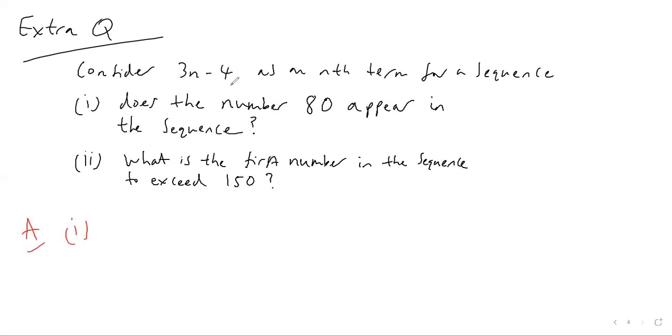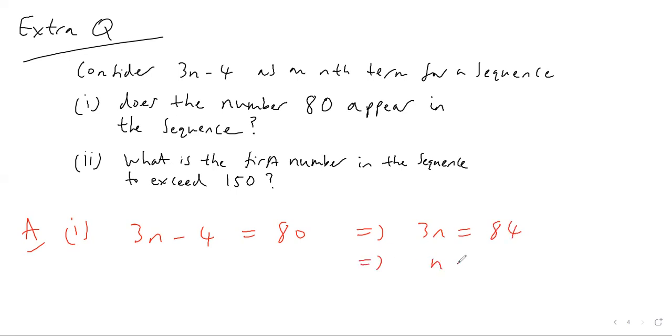So what we're going to do is we're just going to make the nth term of the sequence equal to 80, because if 80 were in the sequence, then there's going to exist a positive whole number, a natural number, which is going to give us 80 in the formula. So we're going to make 3n minus 4 equal to 80. We're then going to rearrange for n and we're going to see what we get. So we're going to get 3n equals 84 when we add 4 to both sides.